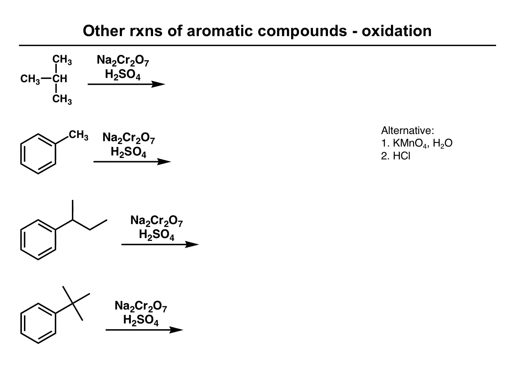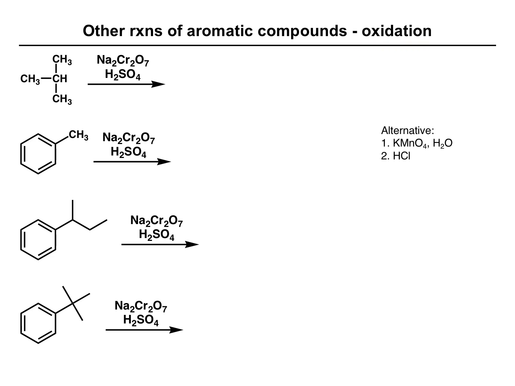We've talked a lot about electrophilic aromatic substitution reactions where the benzene ring is the actual functional group that undergoes the reaction. In this video, we're going to talk about a few other reactions of aromatic compounds where the reaction doesn't happen on the ring, but the ring influences the reactivity. So the first example of this is oxidation.